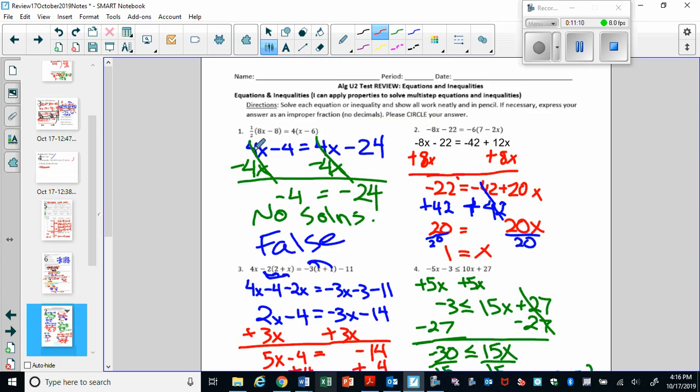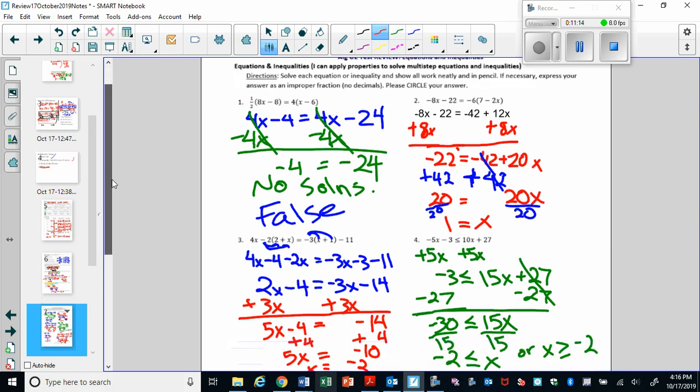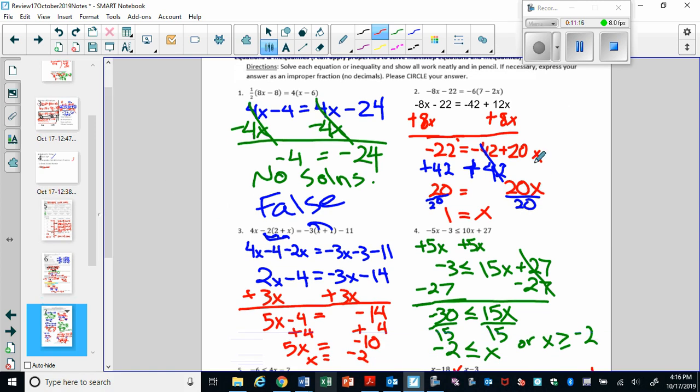Seven, number 1 we went over together. Number 2, again, do your distribution first and set it up where all your variables are on one side, constants on the other. In this case, we're moving the 8x to the other side, and then we add 42 to both sides. Last but not least, divide by 20.